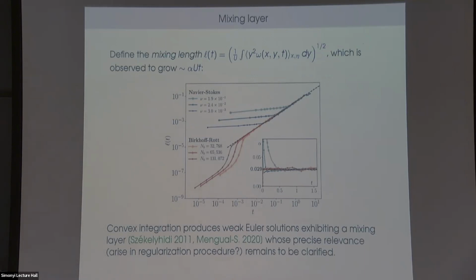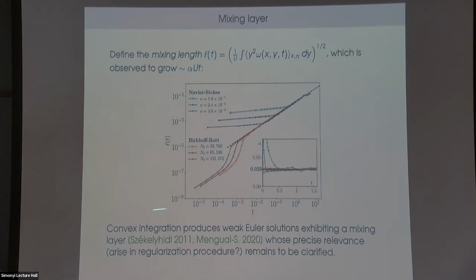You can also quantify how this mixing layer grows. You can find a similar statistical quantity. It grows like alpha u t, where alpha is some dimensionless constant, and pretty robustly you find that the mixing layer is growing like this, and alpha settles into a very particular alpha as you take epsilon and u to 0.